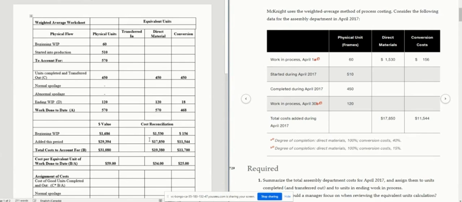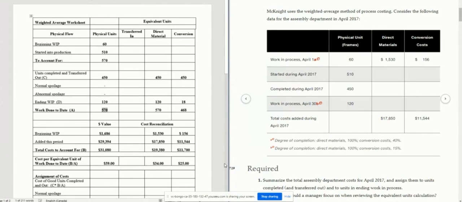Interesting. Wonder why that didn't come out in the middle. But one thing you've got to notice is that if I did the total cost and divided by 570, I would not get $59. And that's why it's really important not to do that, because that would be wrong.